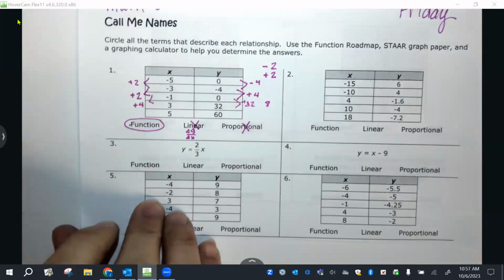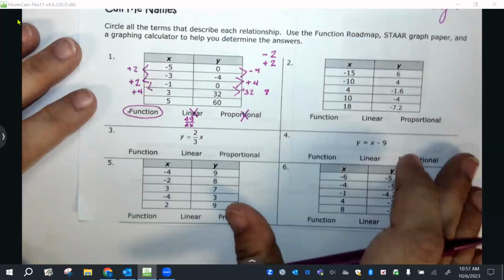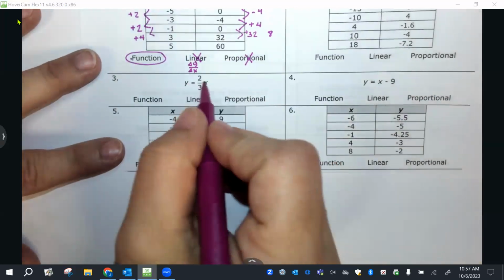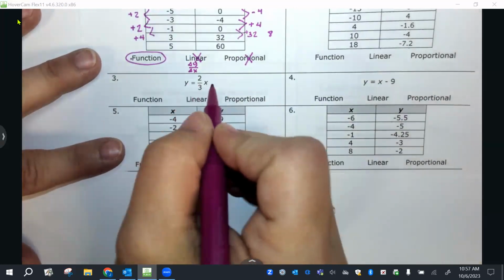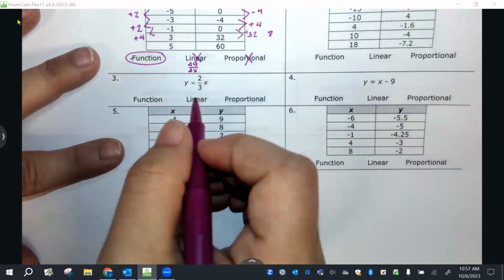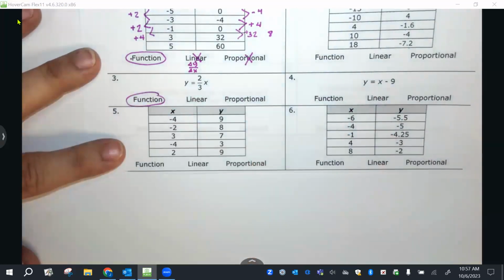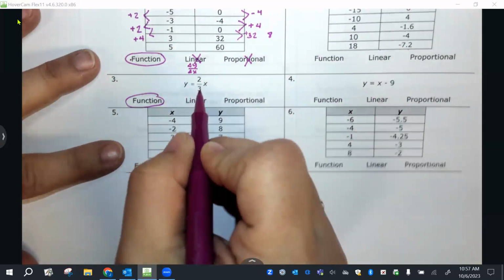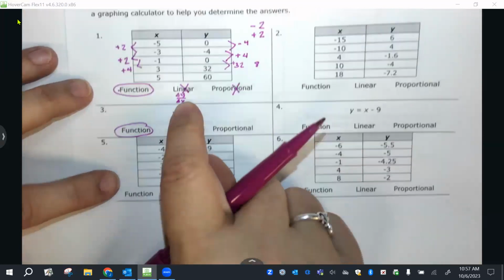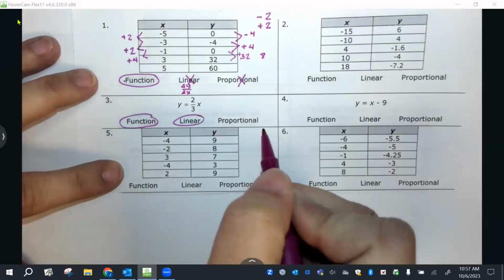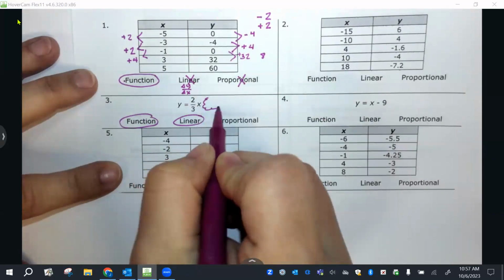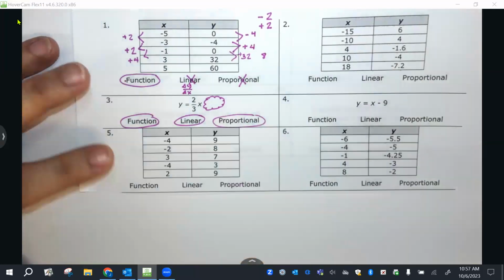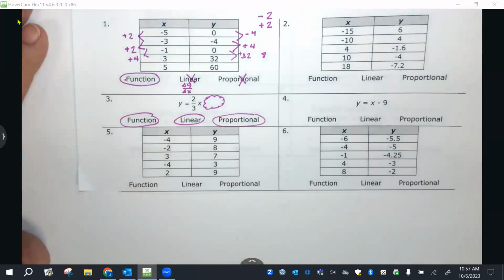All right. Looking at number 3, just kind of skipping to number 3, I can look at this and I see it's written in y equals kx or y equals mx plus b notation, so it is a function. It has a coefficient of 2/3. That is my delta y over delta x, so therefore it is linear. I don't see anything being added or subtracted on the end, so therefore it is proportional. So this one was pretty simple.